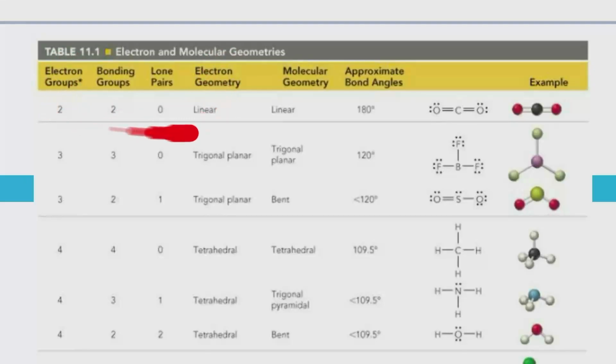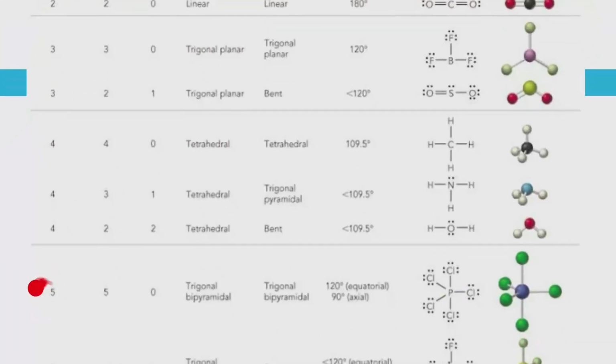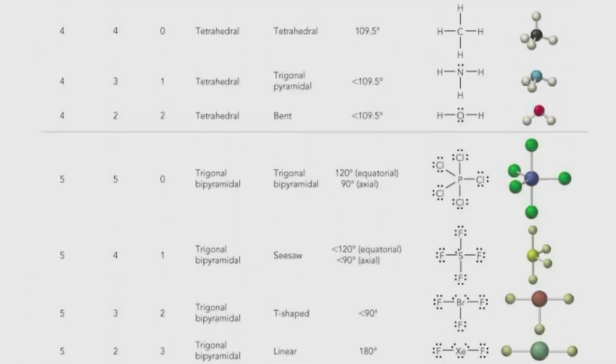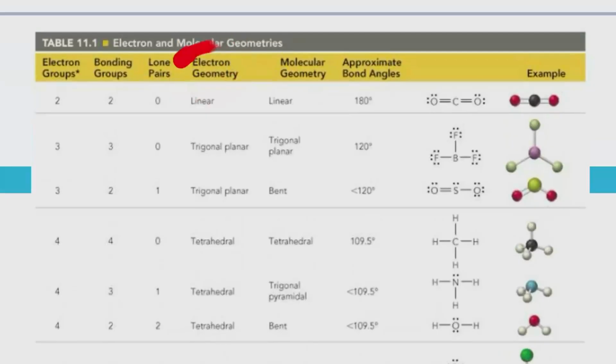So if we've got 2 groups, it's linear. If we've got 3 groups, it's trigonal planar. If we've got 4, it's tetrahedral. 5 is trigonal bipyramidal. 6 is octahedral. So those are all of our basic shapes. Our electron geometry will always be one of those 5 basic shapes. And then depending on the number of lone pairs that we have, that can change our molecular geometry.